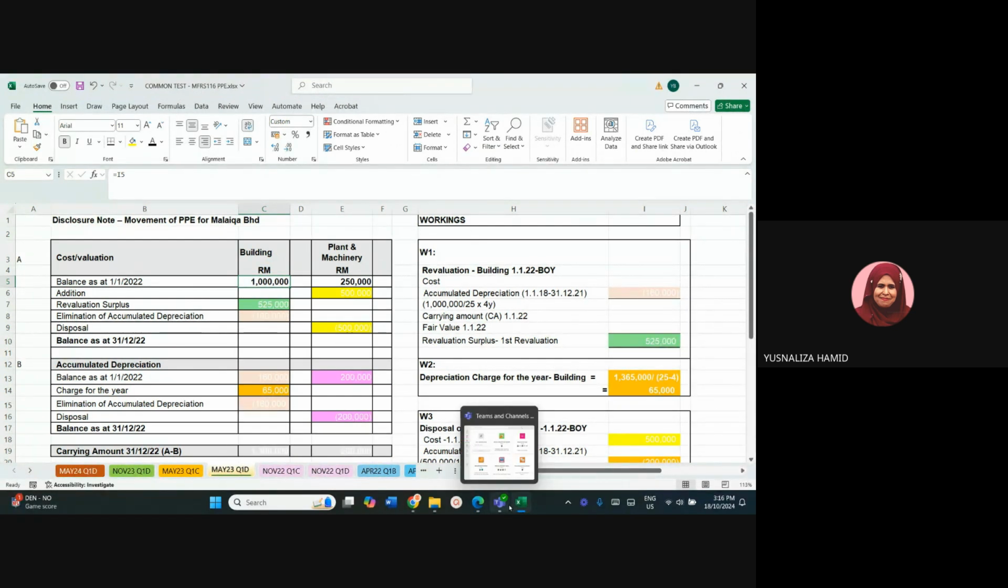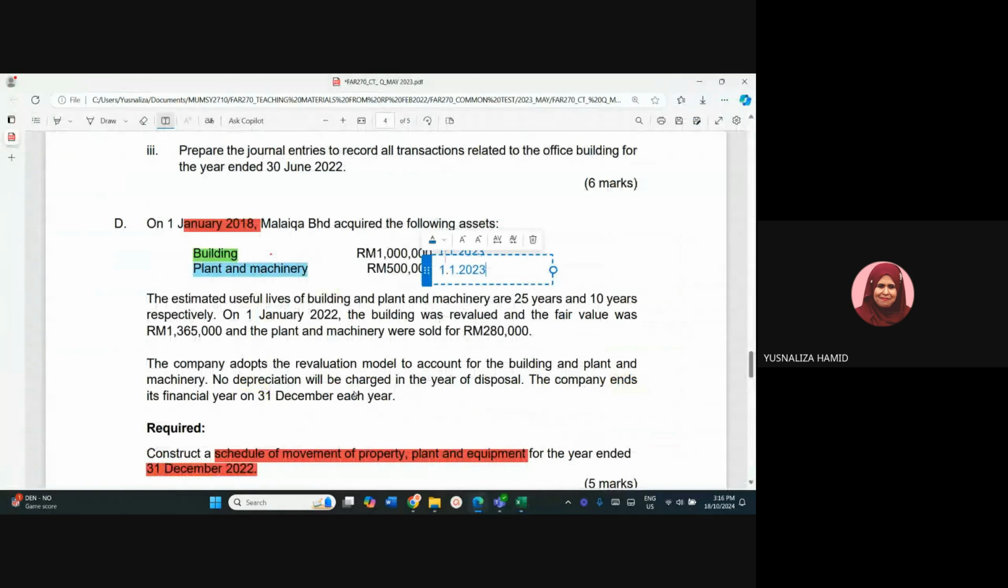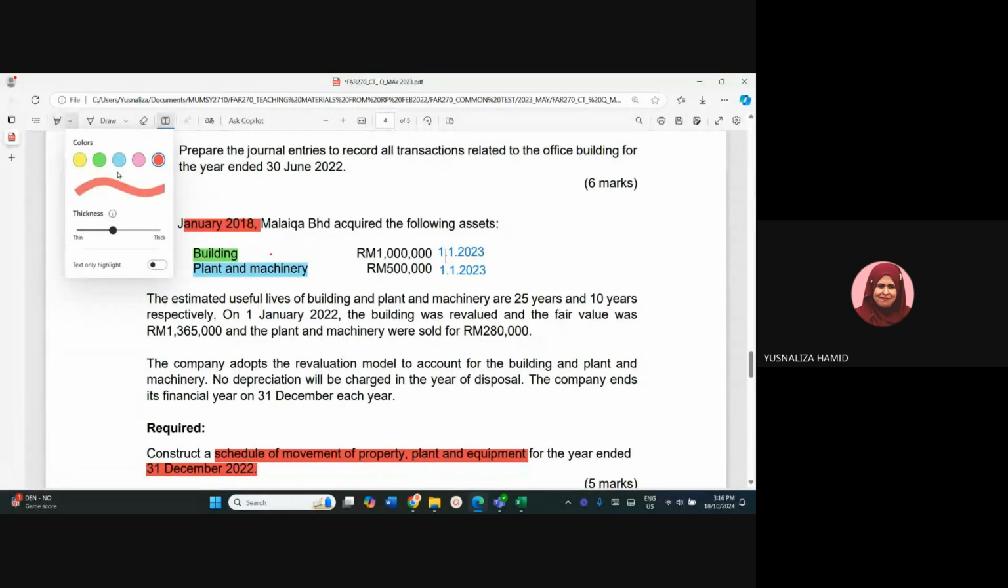Information given does not give you anything to do with accumulated depreciation. Do you notice or not that no accumulated depreciation was given to you directly like it was given in the previous question that we discussed? However, there is information relating to the estimated useful life of the building, which is 25 years, and also the estimated useful life of the plant and machinery, which is 10 years. So you can make use of this.